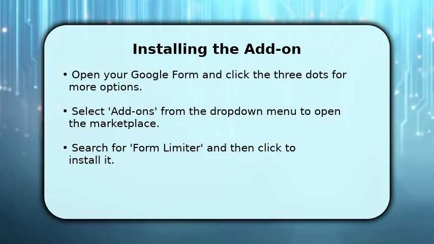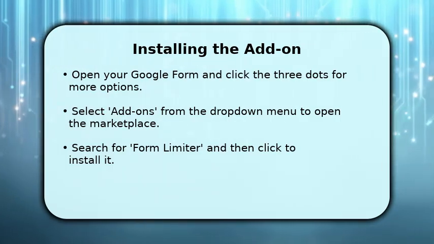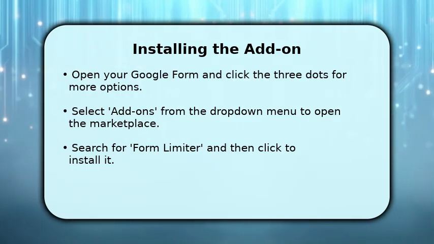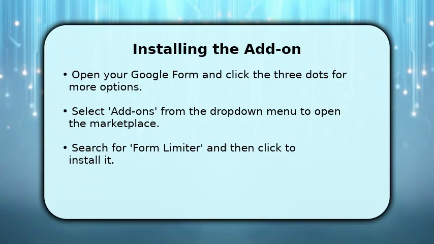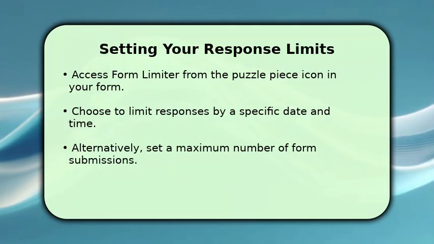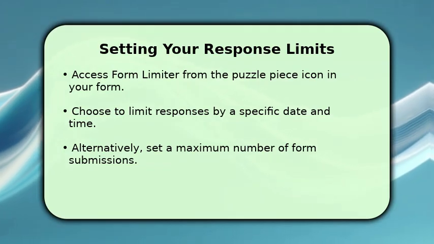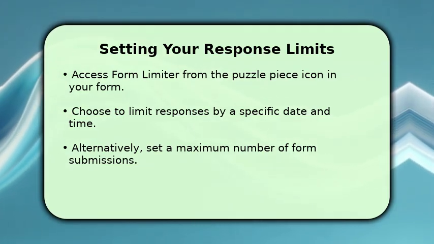In the search bar, type Form Limiter and click to install the add-on. You'll need to grant a few permissions, and once that's done, it will be ready to use within your form. Once installed, you can access Form Limiter by clicking the puzzle piece icon, which represents your add-ons. Select Form Limiter and then Set Limit.